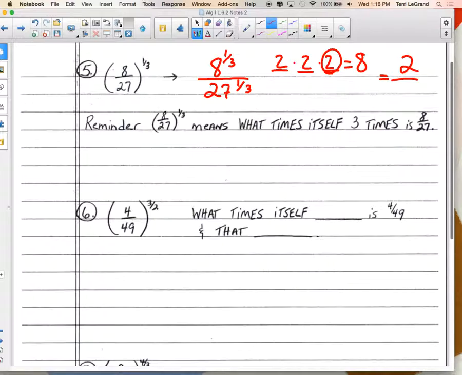And then what does 27 to the 1/3 power mean? What times itself 3 times gives you 27, and that is 3. You guys are getting so smart. And we only need one of those because we want the third root. We want the number that is the multiplier, and so our answer is 2/3 if we can't simplify it anymore. Can we simplify that anymore? No.